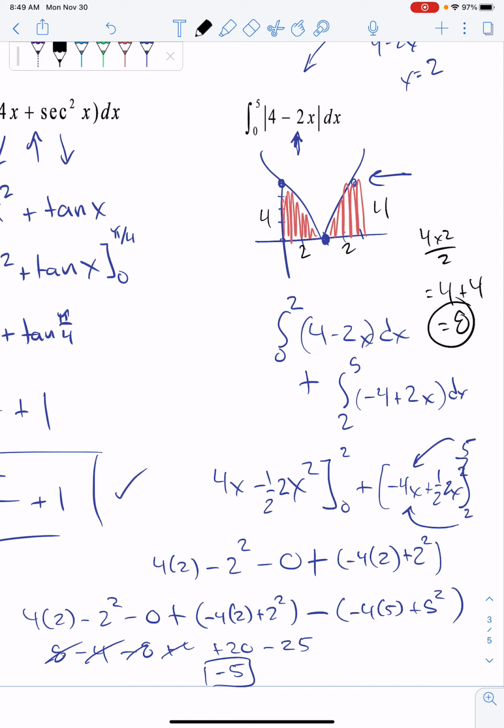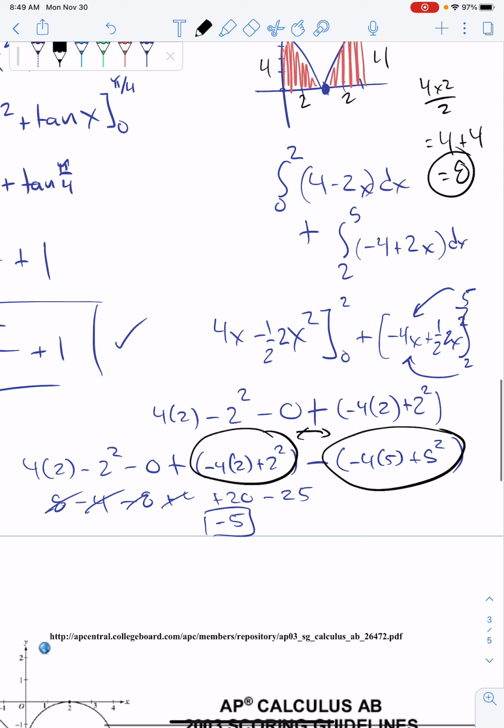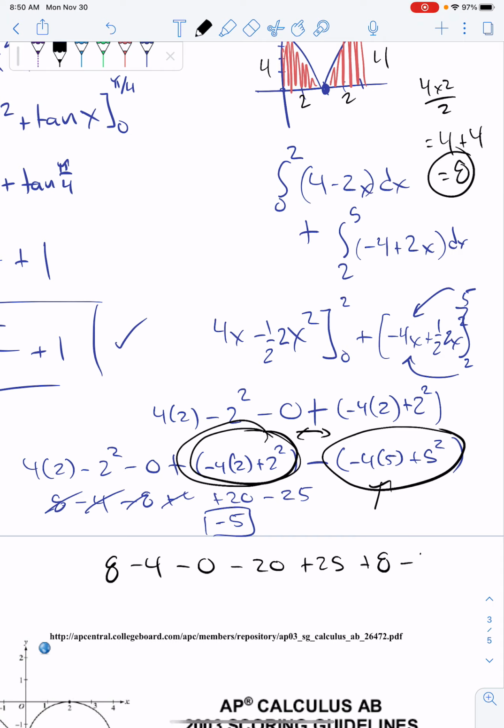When I plugged in my 2 and my 5, I plugged in my 2 in the front and the 5 in the back. It's the other way around. So this should have been 8 minus 4 minus 0. This part should have been positive. So that should have been a negative 20 plus 25, and this one should have been negative. So that negative 4 times 2, that negative 8 would have become a positive 8, and that 2 squared would have become a minus 4.